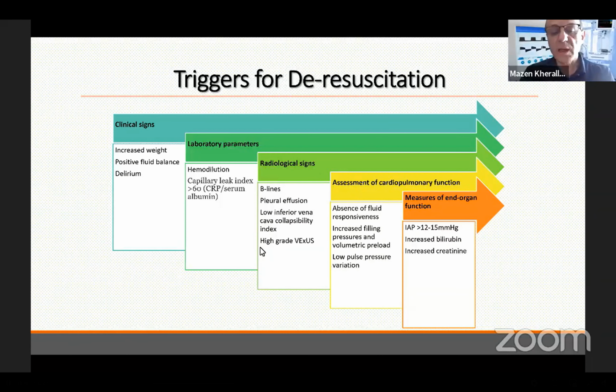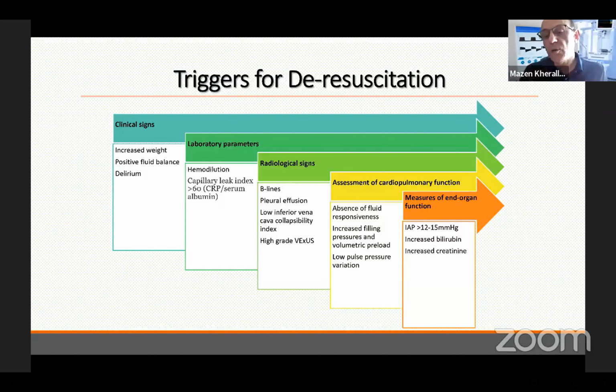And then we have high-grade VExUS, and we'll talk about that next. You assess the cardiopulmonary function if you have any of those devices that can actually assess fluid responsiveness. So what we're looking for here is no fluid responsiveness, because you're actually overloading the patient. And if you have increased filling pressures or volumetric preload parameters on the ultrasound, and then if you have low pulse pressure variation or stroke volume variation.